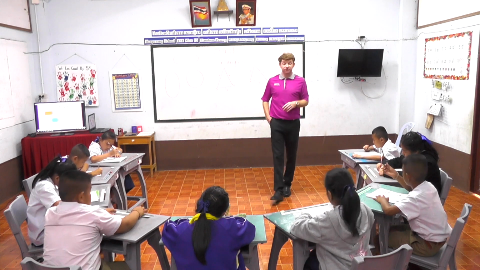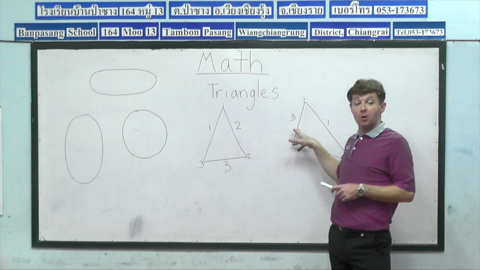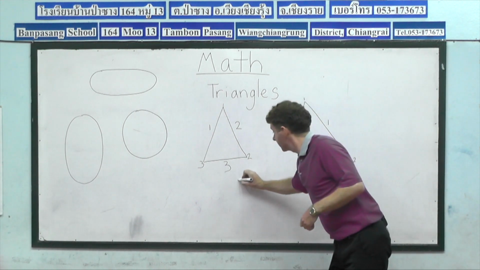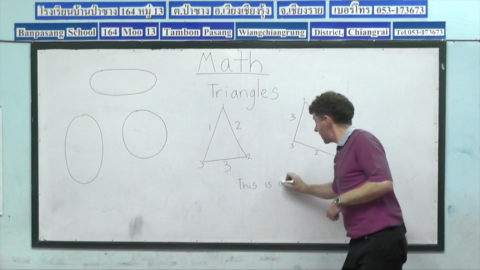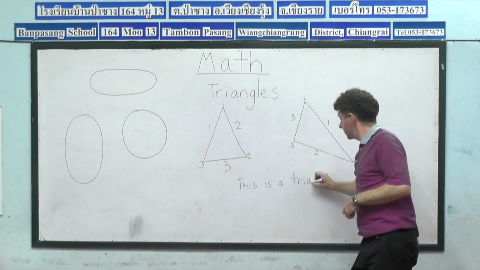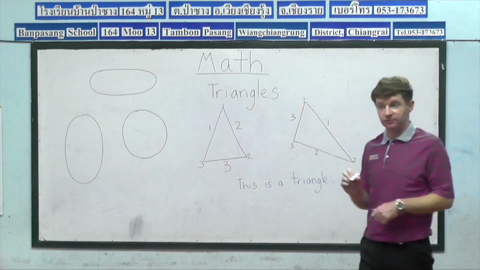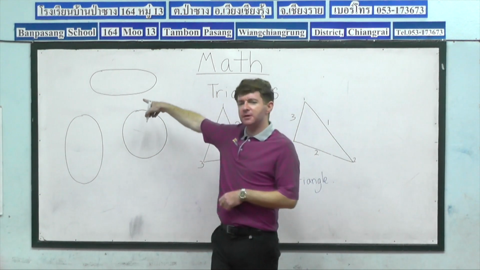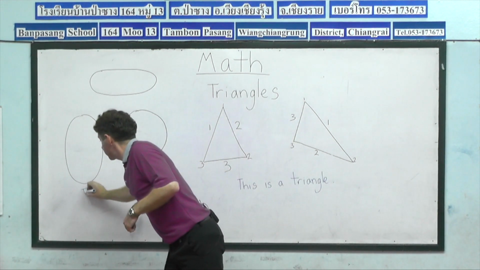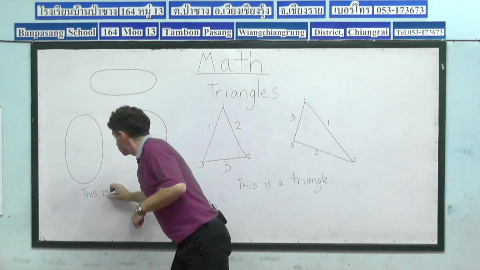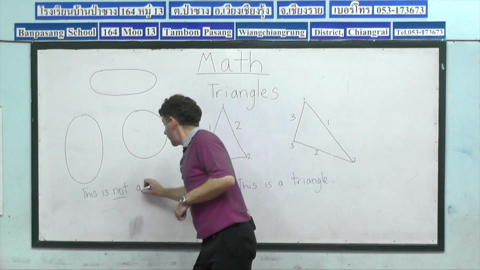So we have two sentences, guys. What shapes are these? These are triangles, so we can write this is a triangle, because these shapes are triangles. But how about these shapes here? Are these triangles? No. Well done. So we would write this is not a triangle.